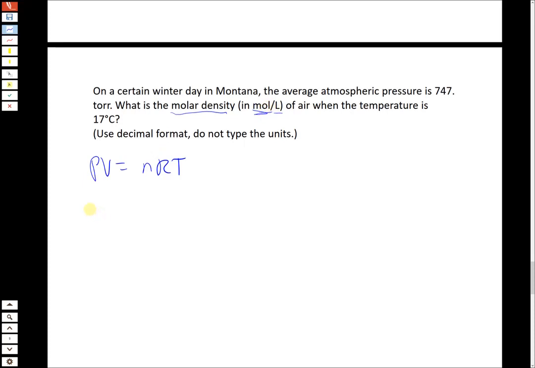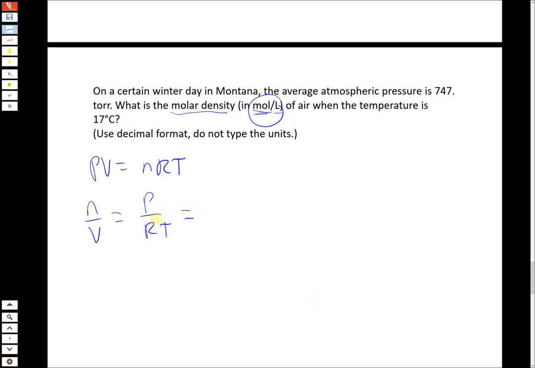So what we're solving for here is n divided by V, moles divided by volume, and then we're going to just rearrange that. The units for molar density, moles per liter, sort of cued us in on what we need to do. We need to take the moles and divide it by the volume. So that ratio, n divided by V, is equal to pressure divided by RT, P over RT. We don't know the individual values. We don't know how many moles of gas or what volume of gas we're talking about, but we can get the ratio n divided by V as a function of just pressure and temperature. So for that, we can go ahead and just put the numbers in.